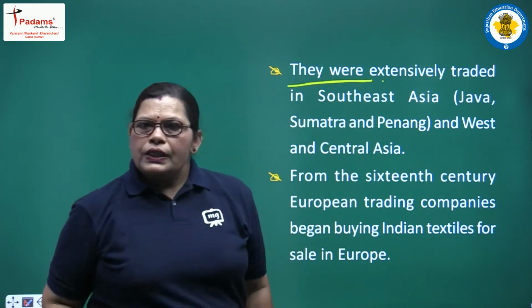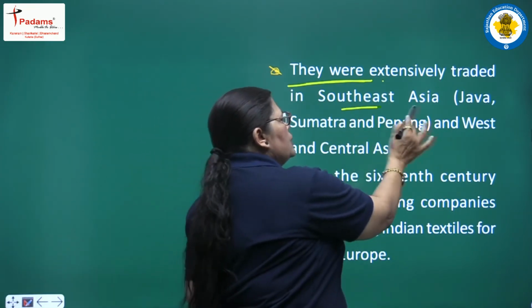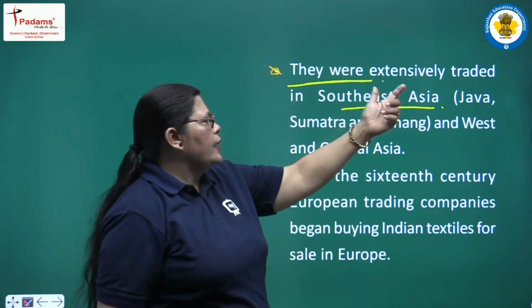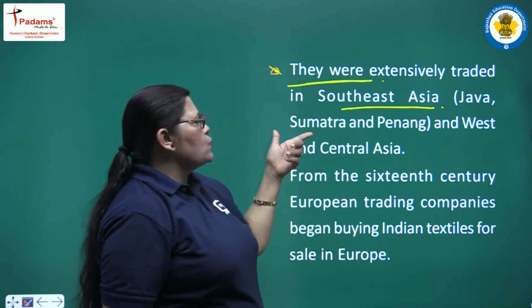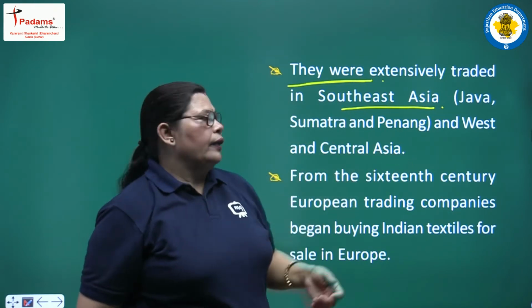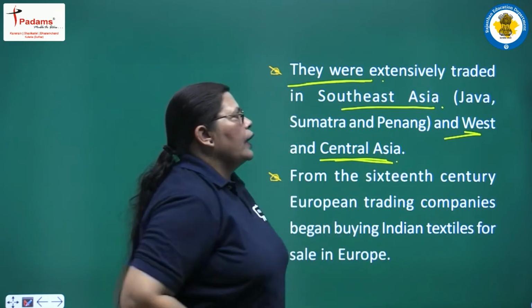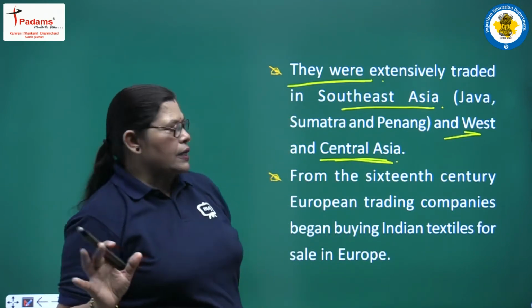They were extensively traded in Southeast Asia. Southeast Asia covered, students, Java as well as Sumatra and Penang, whereas West and Central Asia were also trading parts.